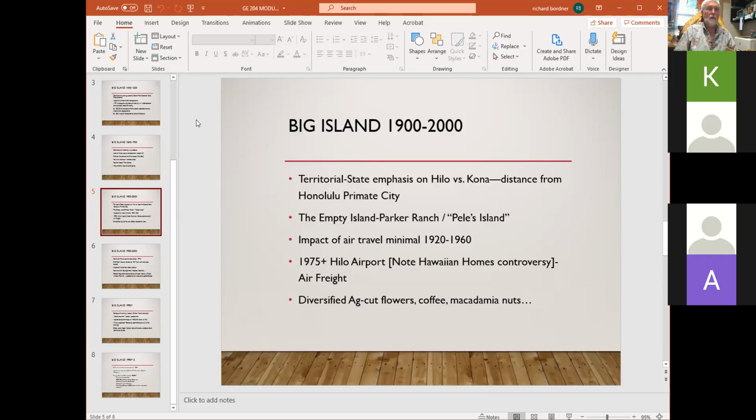And the Big Island, by virtue of the distance and the bad roads and everything else, it was very hard for tourists to get around. And so there was nothing really marketed in terms of the places you should go if you're a tourist.